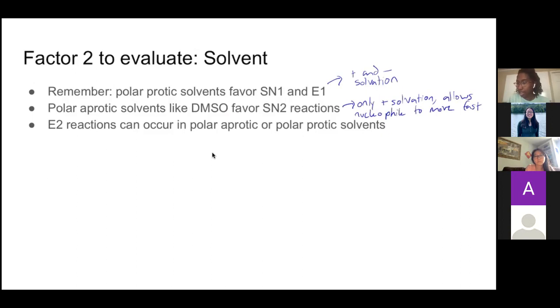And then lastly, note that E2 reactions can occur in either polar aprotic or polar protic solvents. So if you see one of these solvents, you can use it to rule out either SN1 or E1 or SN2 reactions, but this factor is not quite as helpful for determining whether an E2 reaction will occur. Are there any questions about solvents? Alrighty.